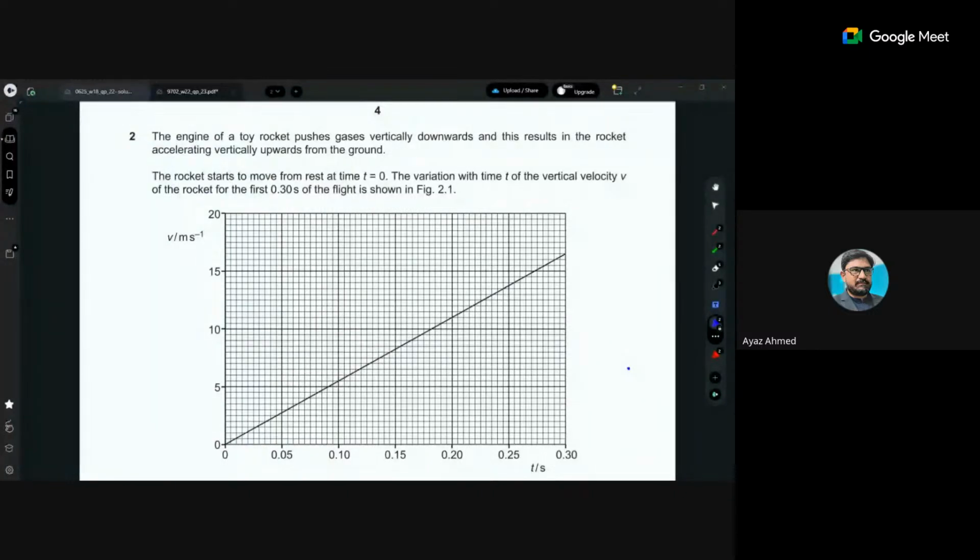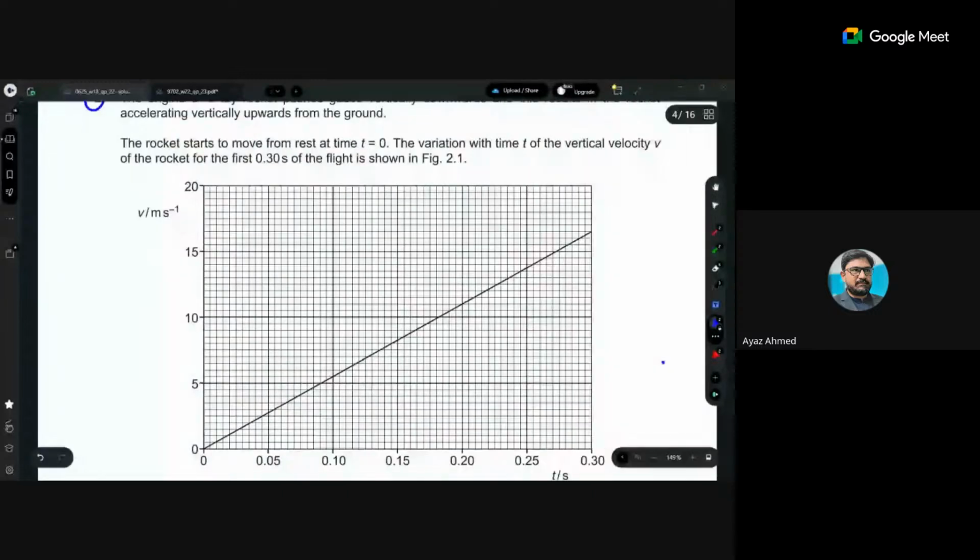The second part is related to your kinematics. In kinematics, this question is basically from the velocity time graph and further calculations from the velocity time graph.